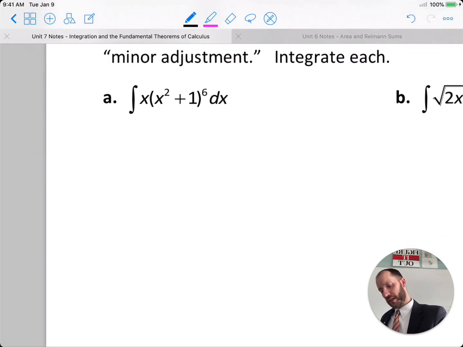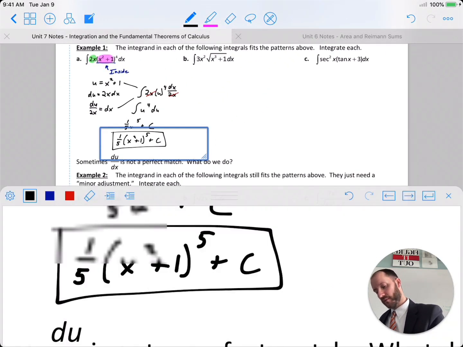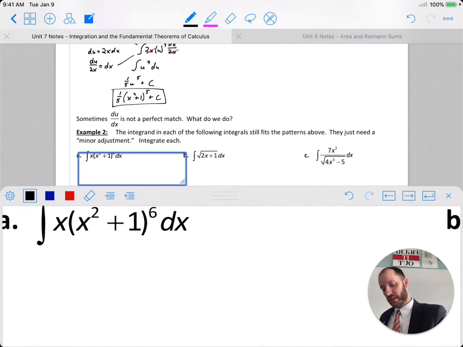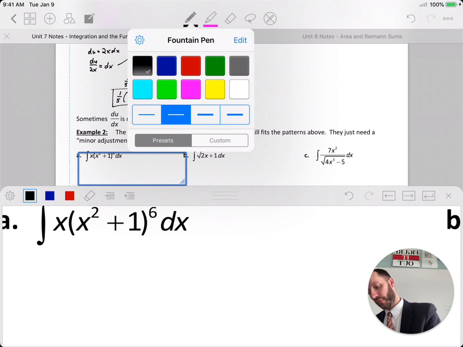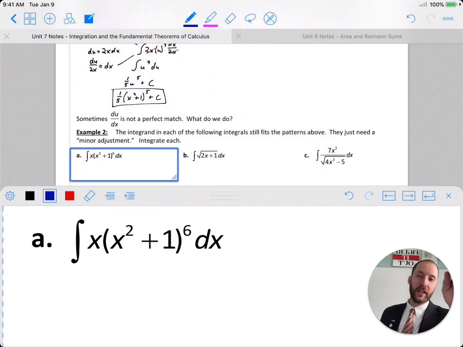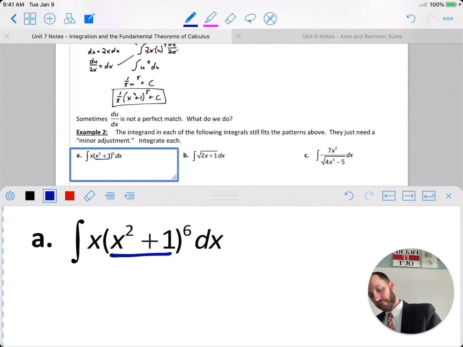Then I'm going to go in here to example 2a. So sometimes du dx is not a perfect match. Let's work through how we can navigate that. So again, looking at the problem, we have an x squared plus 1. The derivative of that is 2x. The 1x in the front, that's not an exact match, but it's some type of derivative of x squared plus 1.